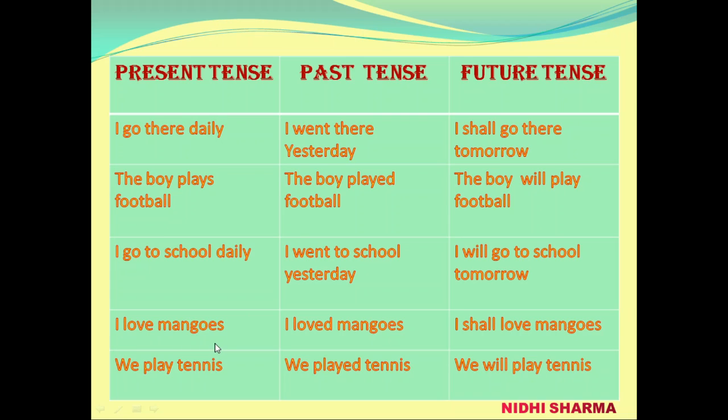I love mangoes. So love is the first form of verb, so this sentence is in the present tense. I loved mangoes. So loved is the second form of verb, so this sentence is in the past tense. To change it to future tense, we add shall before the verb love, so this sentence becomes the future tense. We play tennis is the present tense. We played tennis is the past tense because the verb form we have used here is the second form. And we will play tennis is the future tense.